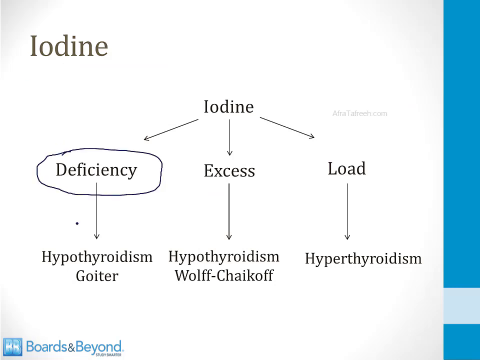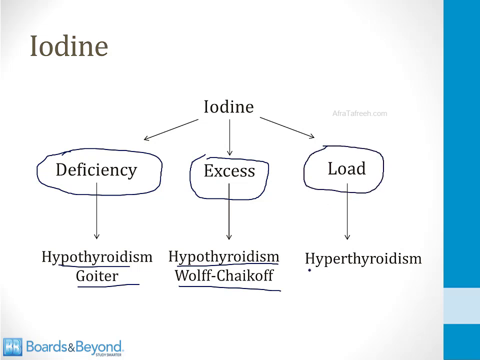So let's pause here and review all the ways that iodine can affect the thyroid. If you are deficient in iodine, you can develop hypothyroidism and endemic goiter. If you have excessive iodine in your diet, you can also develop hypothyroidism via the Wolff-Chaikoff effect. And then I mentioned before during our discussion of hyperthyroidism that if you have a toxic adenoma and you are exposed to a load of iodine, you can develop hyperthyroidism as well. Make sure you understand these three different mechanisms of thyroid disorders caused by iodine in the diet.